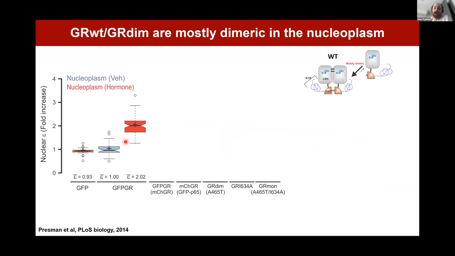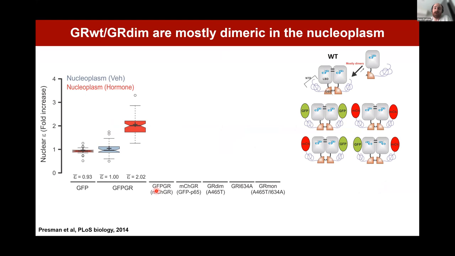Otherwise, if you have, for example, a significant population of monomers, you will receive an intermediate value between 1 and 2. And we can actually test that by doing a control experiment. Now we can put in the same cell 2 types of GR, one tagged with GFP and one tagged with mCherry. You're going to see these complexes form: GFP homodimers, mCherry homodimers, and these GFP-mCherry heterodimers.